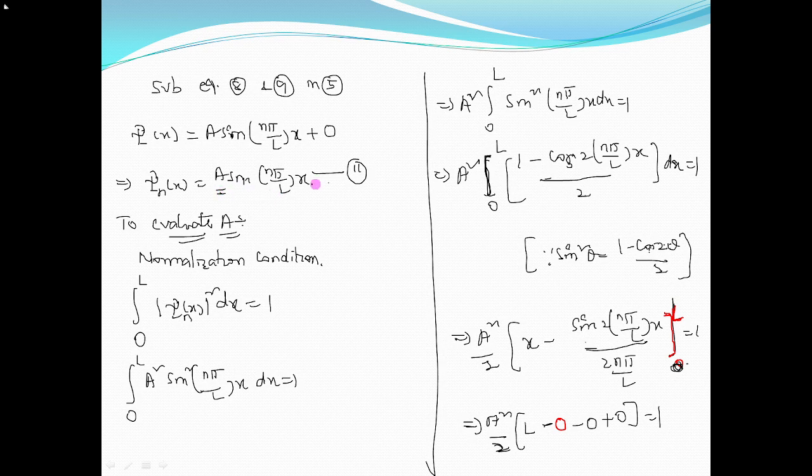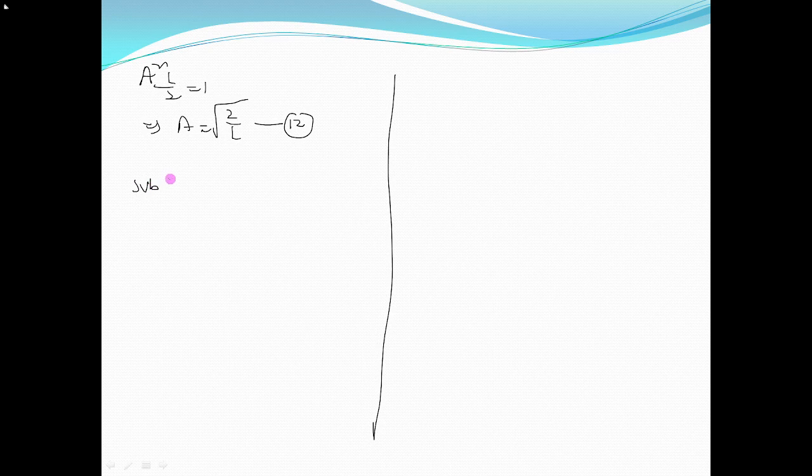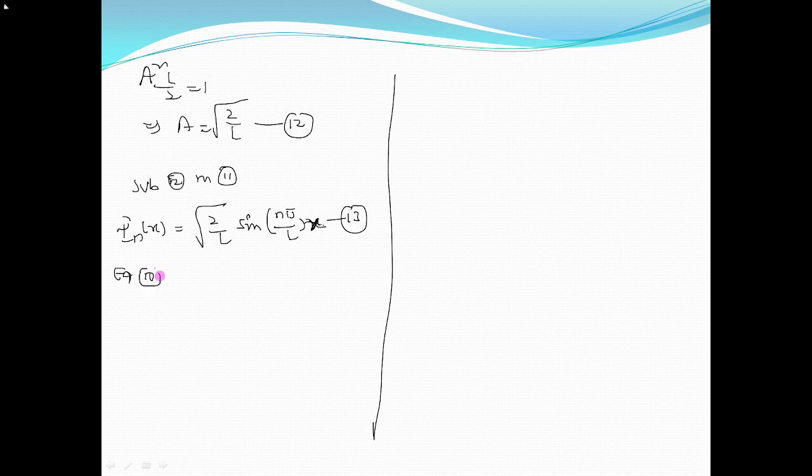So substitute this a value in 11. Substituting 12 in 11, we get psi nx is equal to square root of 2 by L sine n pi by L into x. This is equation number 13. Okay. Now equation 10.